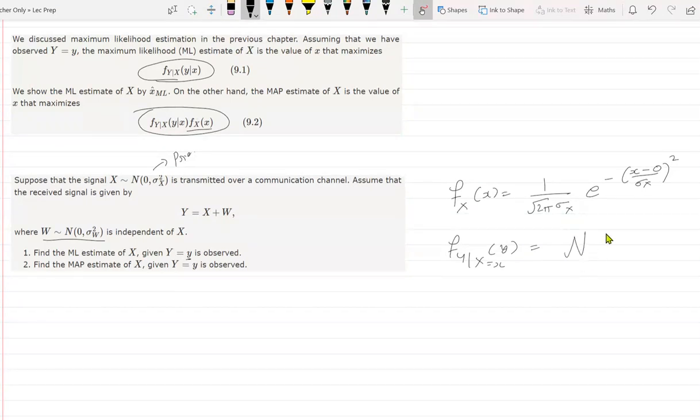So in terms of normal distribution, what should I write here? X comma sigma squared W, sir. Yeah. Is that clear to everyone?